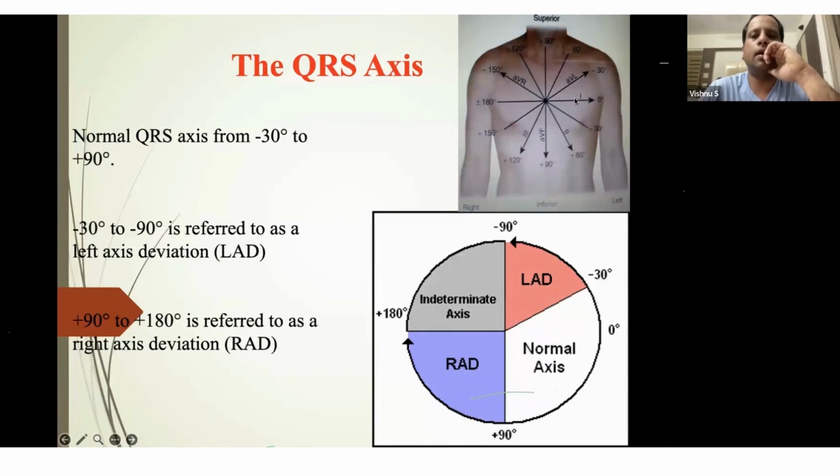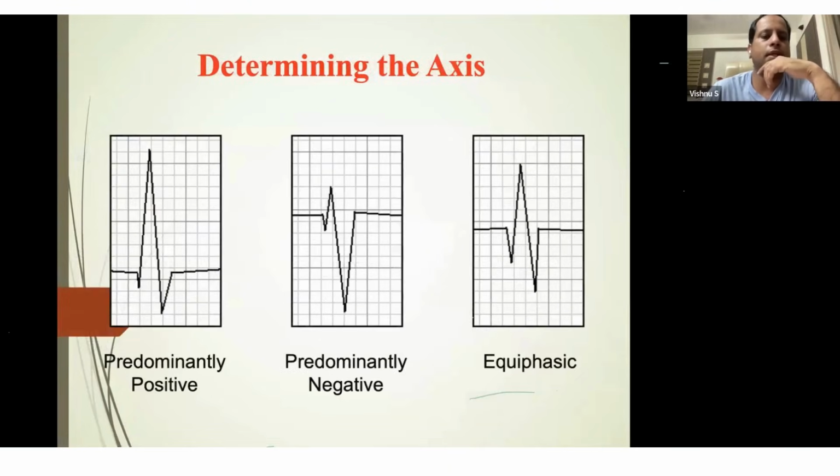You only look at lead 1 and lead AVF, and find out the net positivity of lead 1. This is the quadrant method. If you assume that this is the lead 1 ECG, you find out the net positivity in lead 1. This is 1, 2, 3, 4, 5, 6, 7, 8, 9, 10, that is 10 positive, and 1, 2, 3, 4, 5, this 5 negative. So the net positivity for lead 1 is 5.